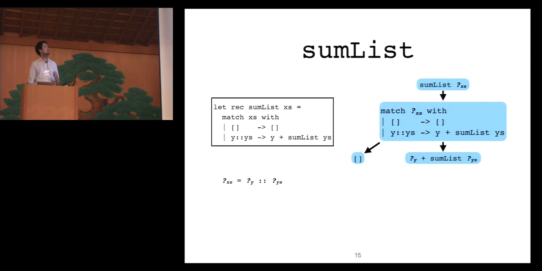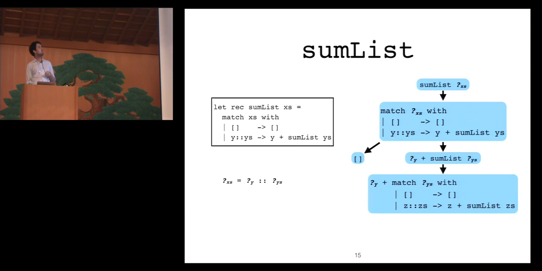In this case, we're instantiating $x's with a cons cell that has two fresh holes, $y and $y's. And we go ahead into the cons branch and get to the expression $y plus SumList of $y's. Now we have this recursive call with $y's. We can make progress on that. And we can go forward to match $y's against the same two list patterns.